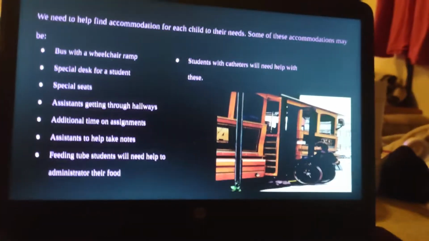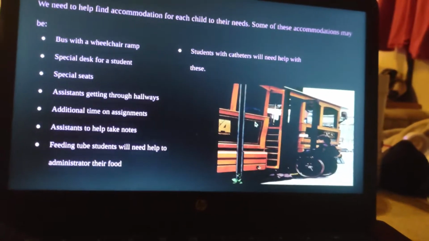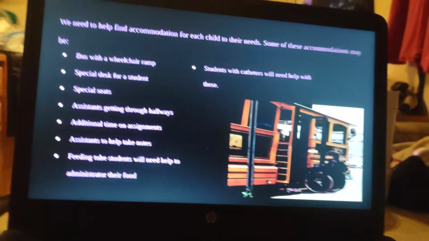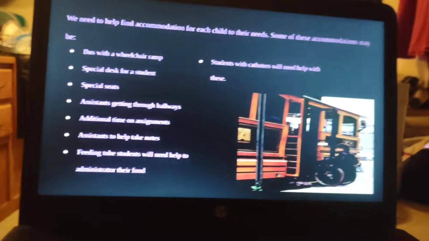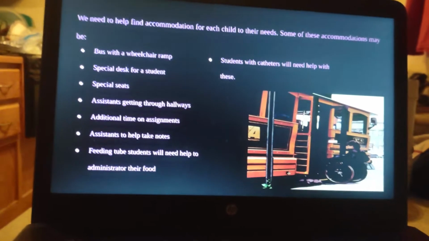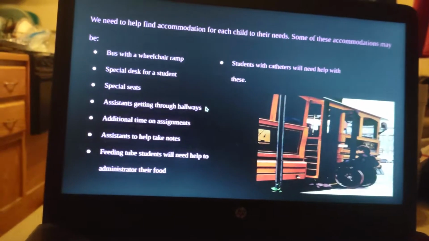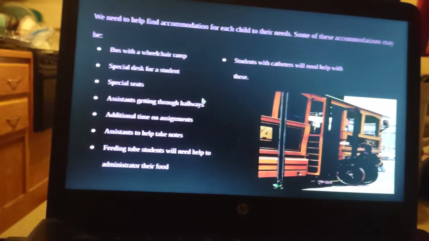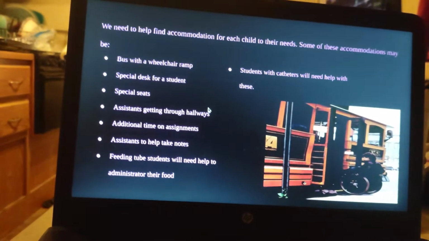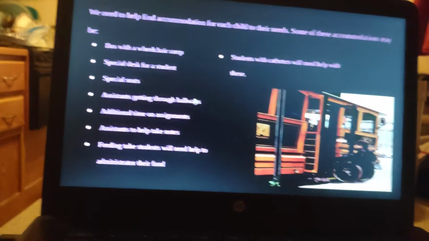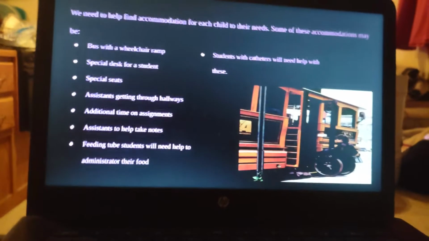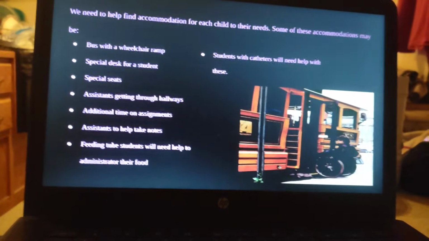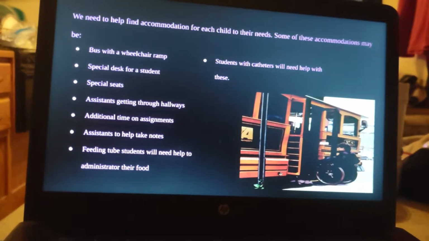The students in wheelchairs definitely need the buses that have wheelchair ramps. A lot of these buses, especially in the public school system, also have seat belts on them. So for our students who just can't sit still, these seat belts will help to maintain that also. The students that need to stay in their wheelchairs may need a special desk, or some may need special seating, like a more comfortable chair, or they may need to be able to get up and sit down as they need. They may need those desks that raise up as needed.